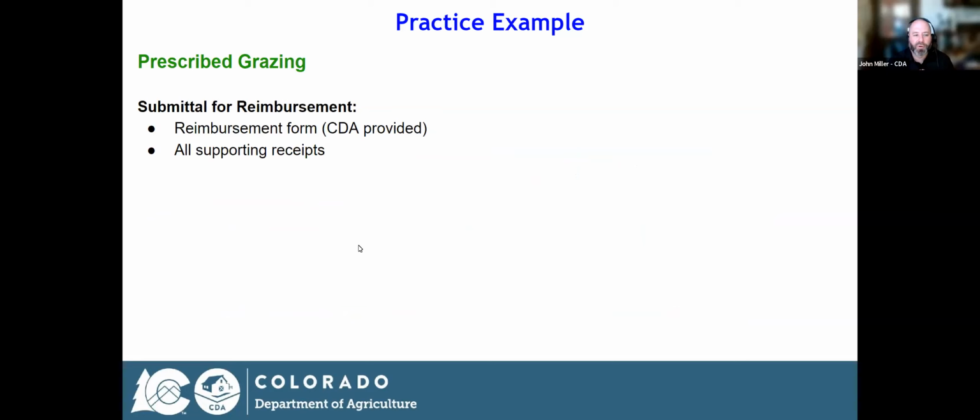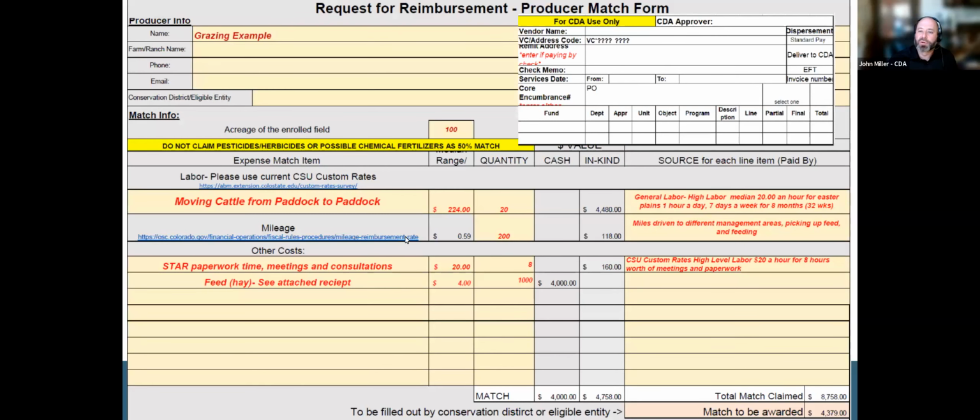And then for submittal for reimbursement, this is what they would submit. They submit the reimbursement form and all supporting receipts. And it would look like this. So in this scenario, we have moving cattle from paddock to paddock.